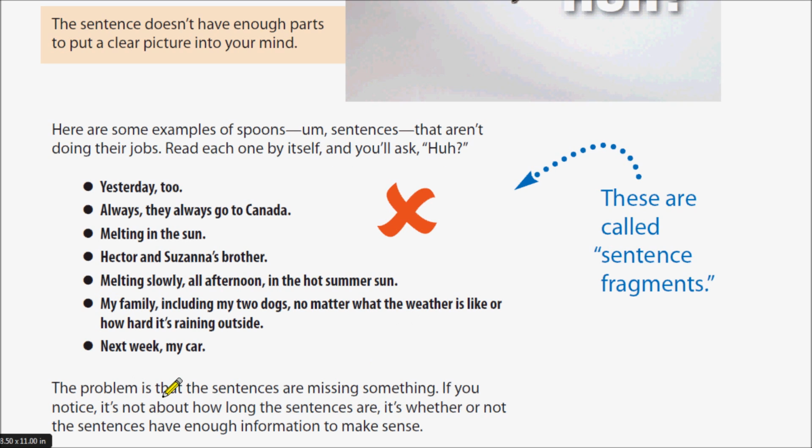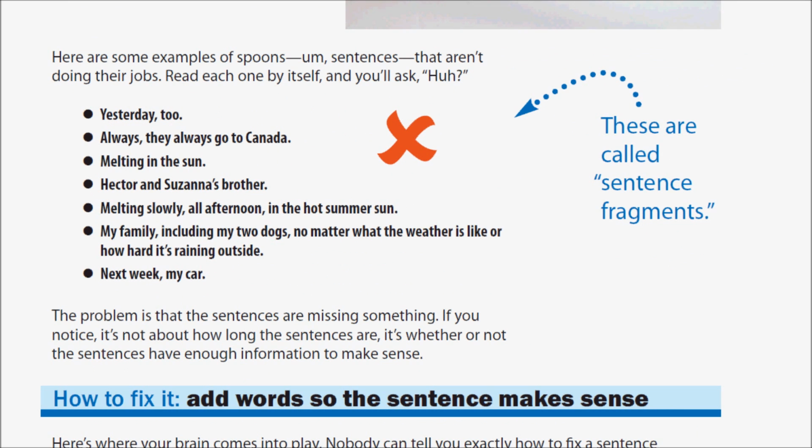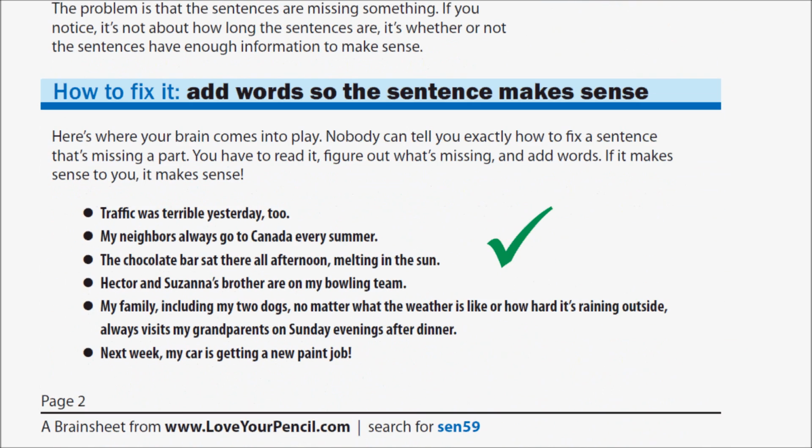And if you notice, it's not about how long the sentences are. Okay, this is a fragment, this is an incomplete sentence, and this long one here is an incomplete sentence. So you can't go by how long or how short the sentence is. You have to read it, and if it's clear to you, you've got yourself a sentence. If it's making you say what, then you don't have a sentence. Now, how to fix it? Okay.